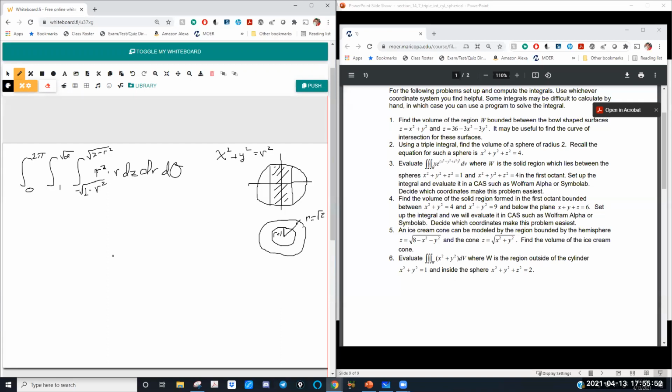Let's see. Yeah, we'll do spherical on here, so we can compare. All right. So now we like spherical because one of our surfaces is a sphere, which is great, but we do have a bit of an issue, right? Because this part here is a sphere.